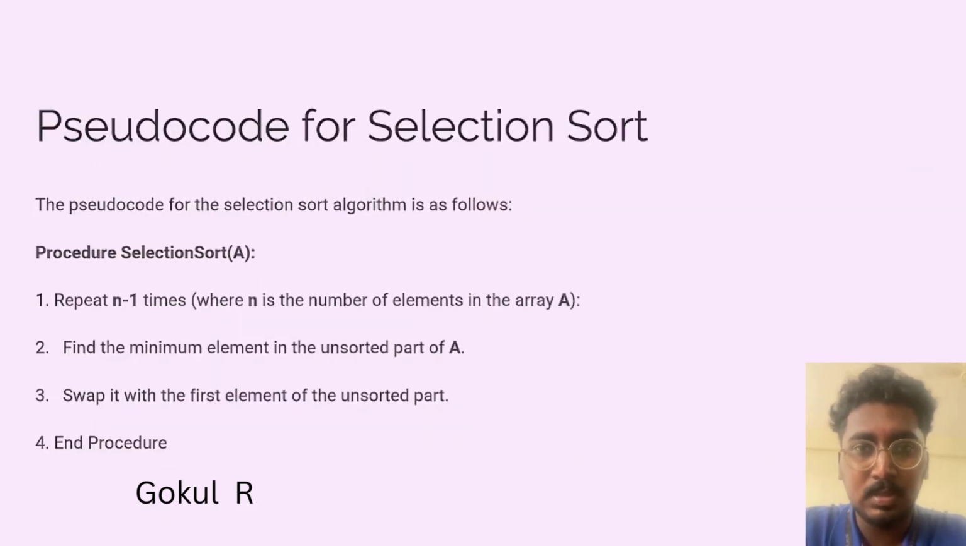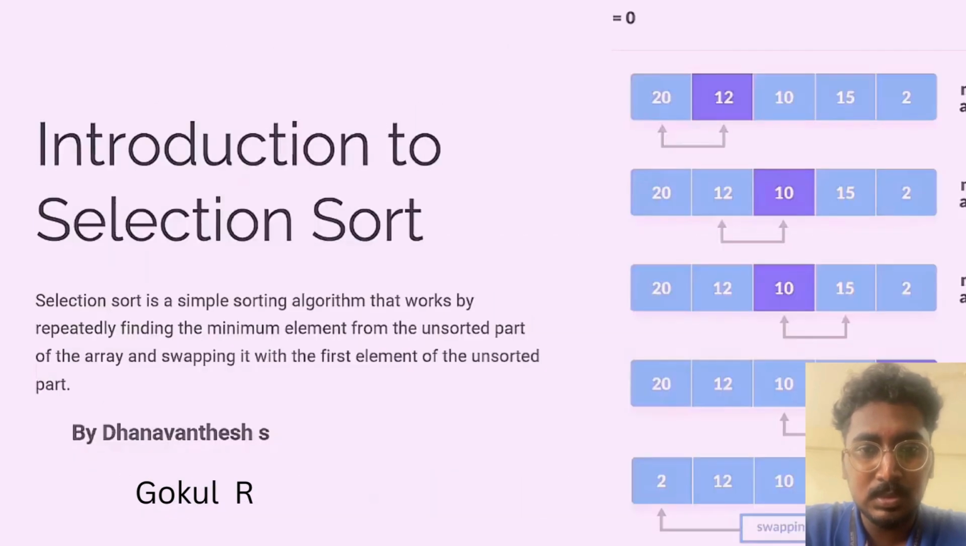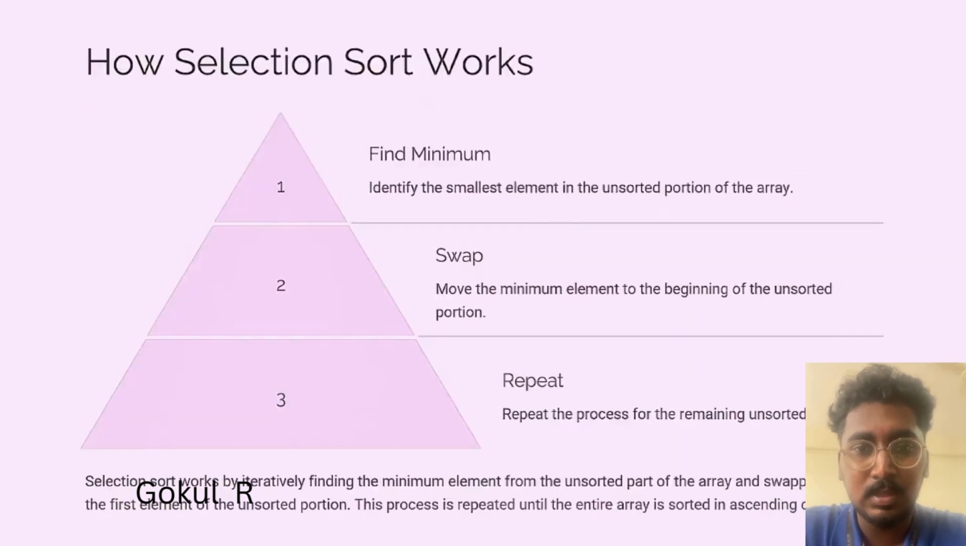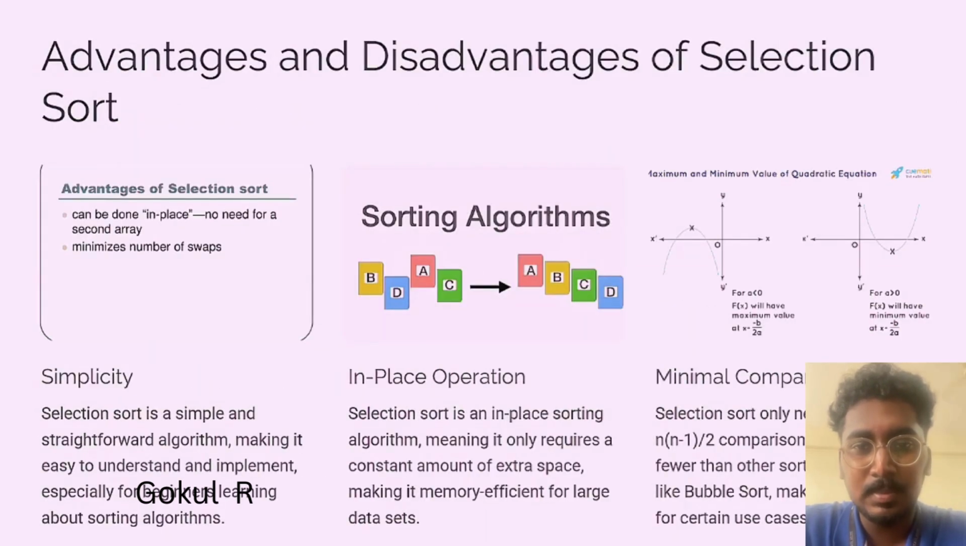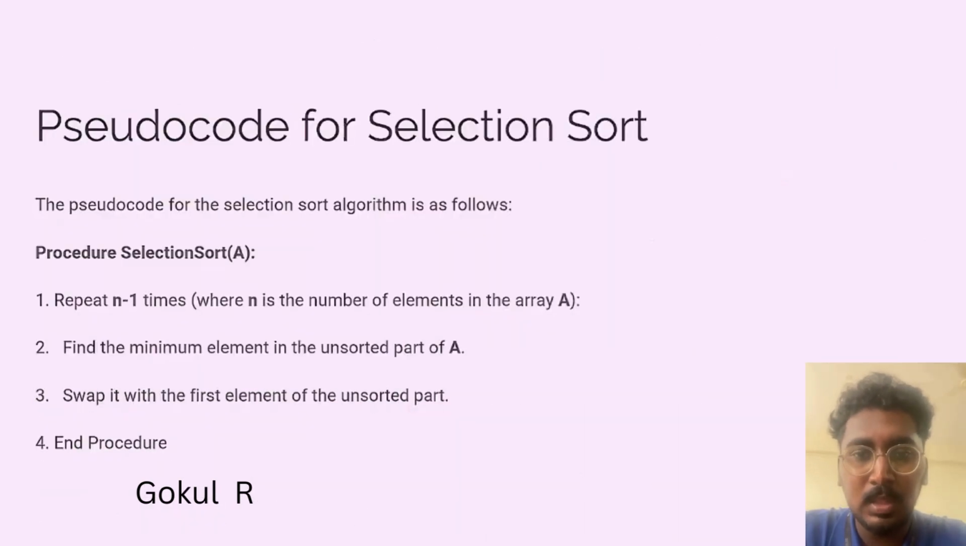Then find the minimum element in the unsorted part of A. Is 20 less than 12? Is 12 less than 10? No. Is 10 less than 15? Yes. Then it will swap. Then 15, then 10, check with the 2, yes, it swaps. Likewise, it will keep swapping.